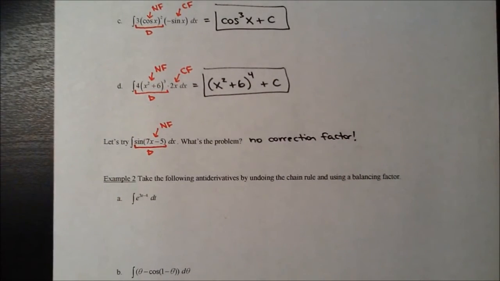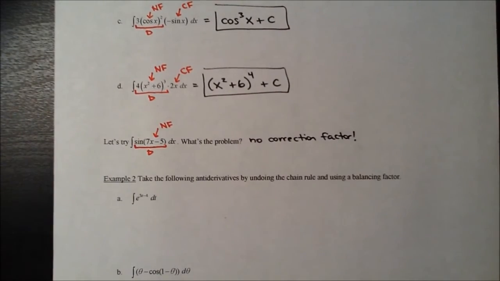Uh-oh, what are we going to do? So here's the thing. This part's great. My nested function is a 7x minus 5, so I'm supposed to have a correction factor of 7. So what we do, and again, you're going to be a little freaked out by this, but I'll explain it as we're going. You just add it in. But just like we know from algebra, you can't just add something in without balancing it out. So what we would do is we would just throw the 7 right in there.